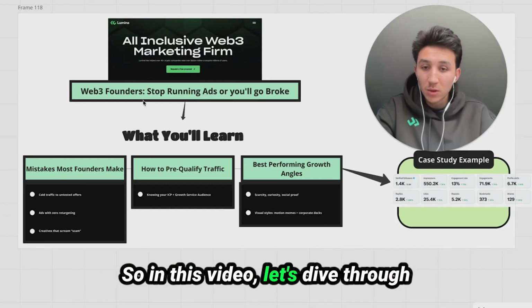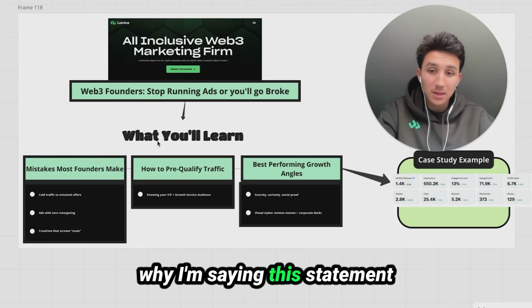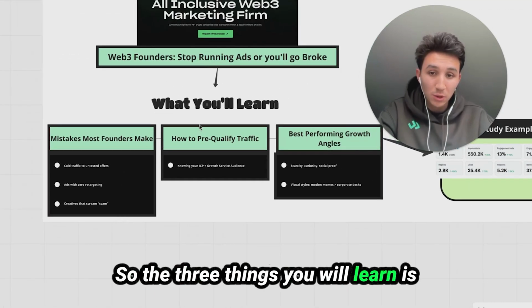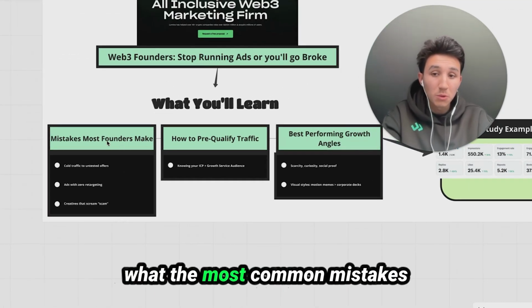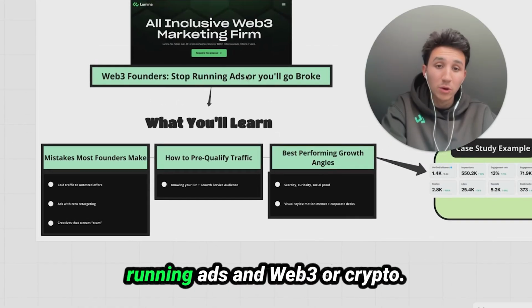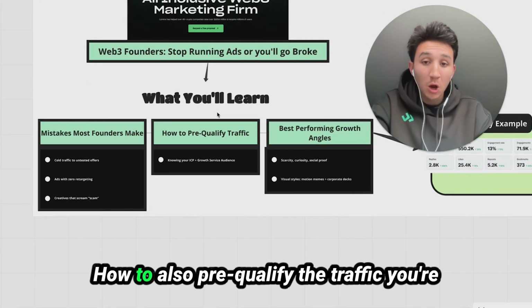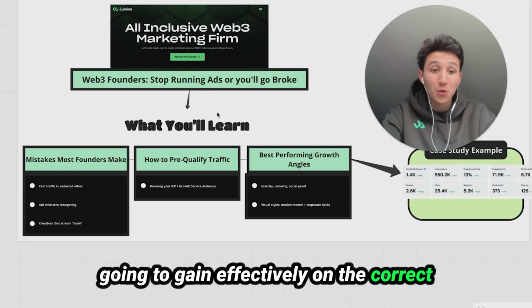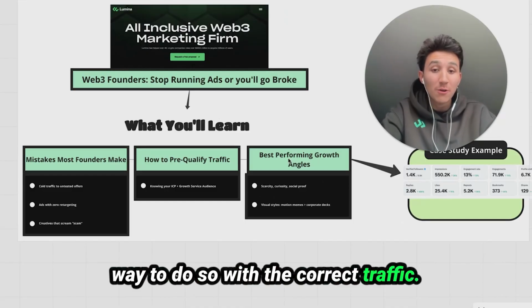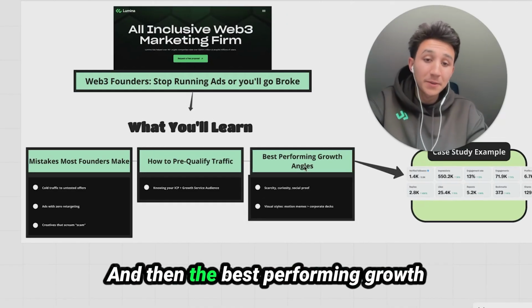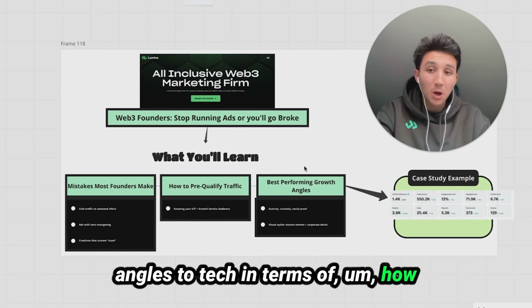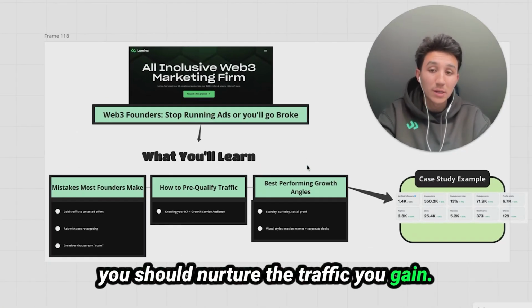So in this video, let's dive through why I'm saying this statement and also what you'll learn. The 3 things you will learn are the most common mistakes founders make when they're running ads in Web3 or crypto, how to pre-qualify the traffic you're going to gain effectively and the correct way to do so with the correct traffic, and then the best performing growth angles to take in terms of how you should nurture the traffic you gain.